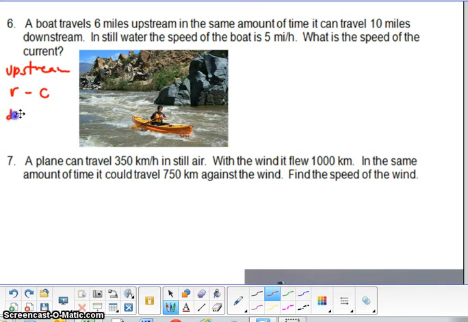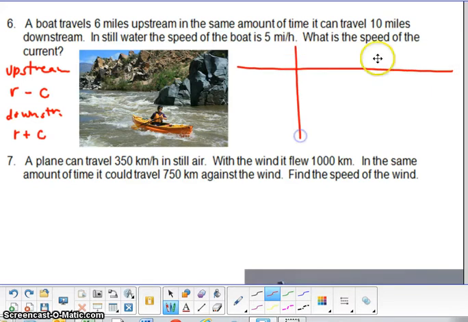Now downstream, the opposite thing happens. If you have your current and the speed of your boat, because that current is behind you and pushing you along, you're going to end up faster than what you were going upstream, or just faster than your normal boat speed. All right, so keep that in mind when we set up this box, or this organized chart.